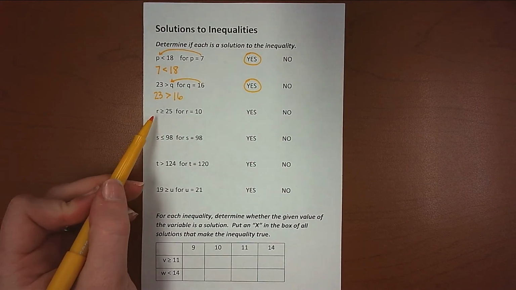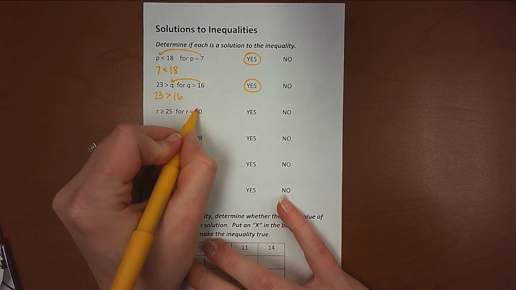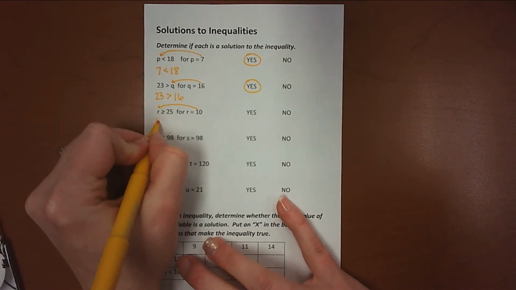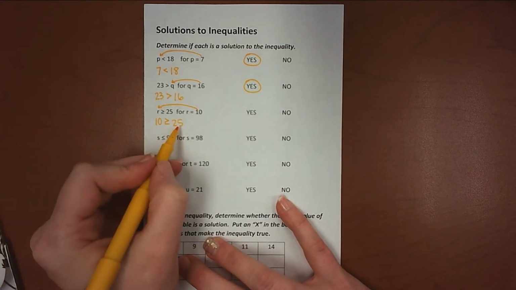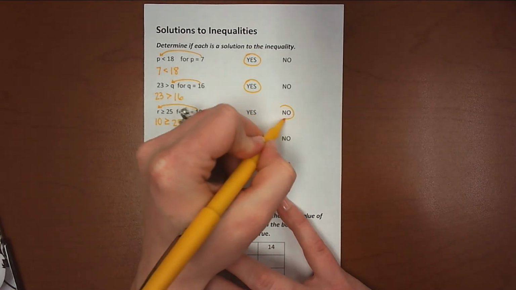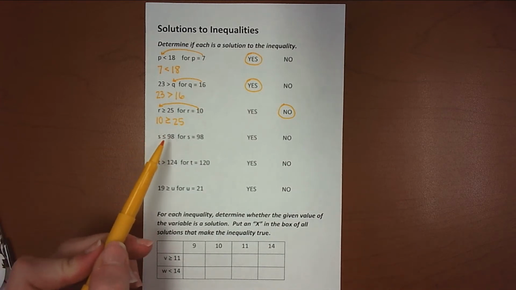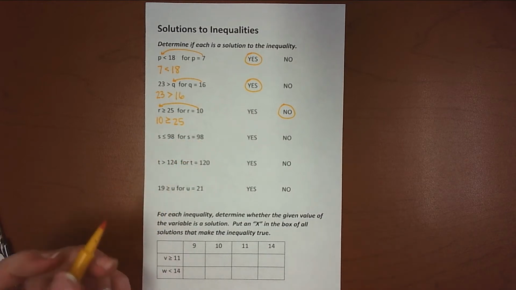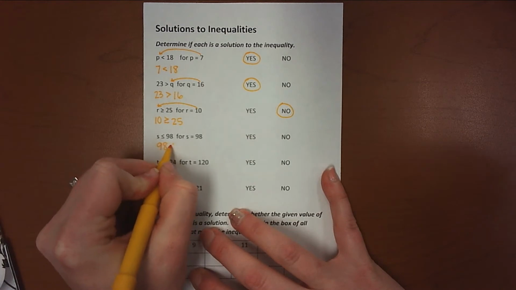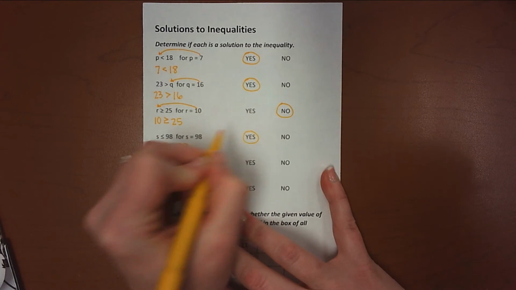The next one says r is greater than or equal to 25 for r equals 10. We plug in 10 for r. Is 10 greater than or equal to 25? No, 10 is less than 25, so this is not a solution. We would say no. Next, s is less than or equal to 98 for s equals 98. Is 98 less than or equal to 98? It is equal to 98, so this is a solution, yes.